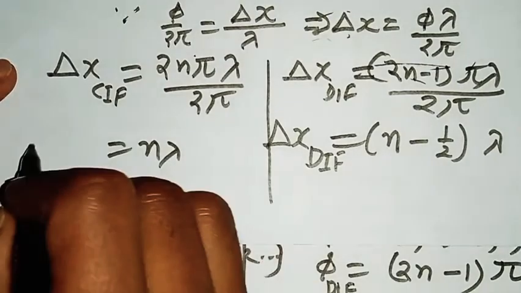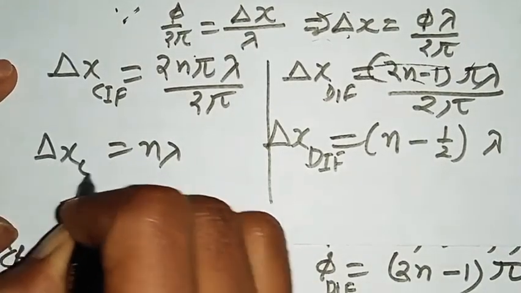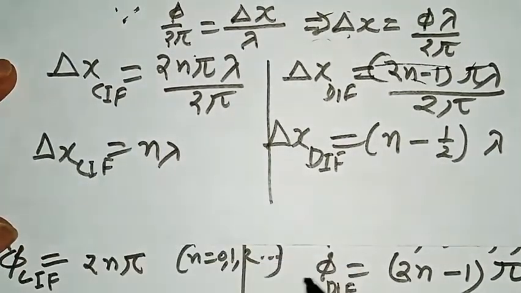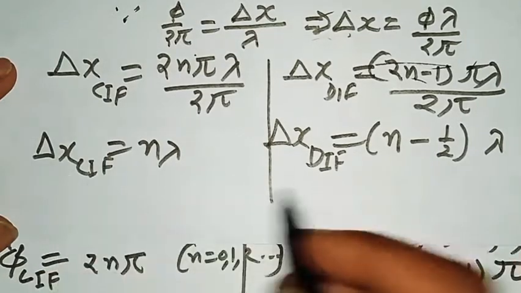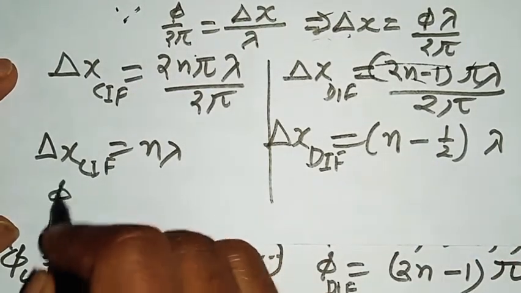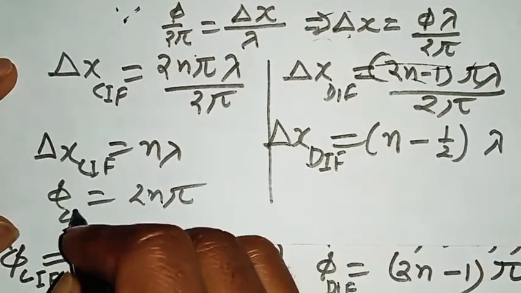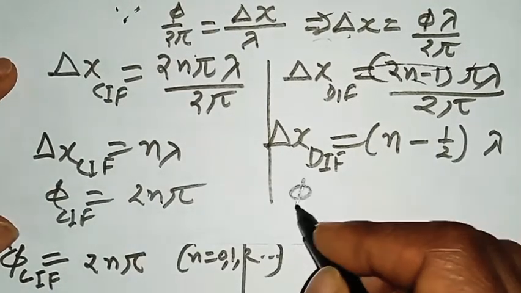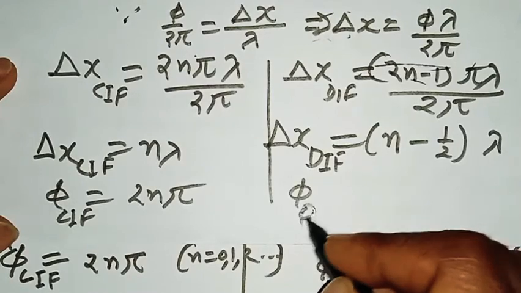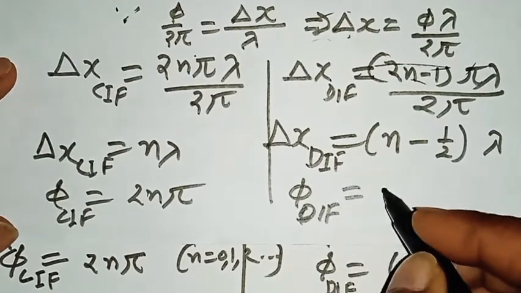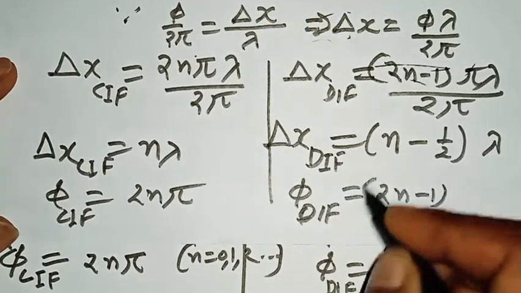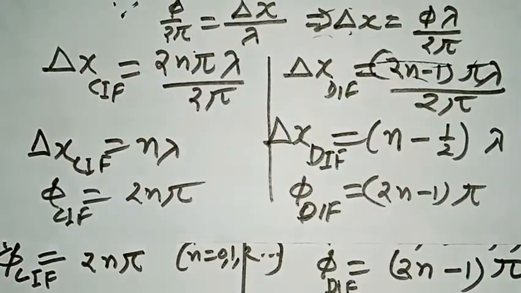The summary is, if we want maximum intensity and minimum intensity, maximum intensity is constructive interference. For that, phi is 2n pi for constructive interference. Memorize these. These can be asked directly in one mark questions or MCQs. And of course, we can derive it also.